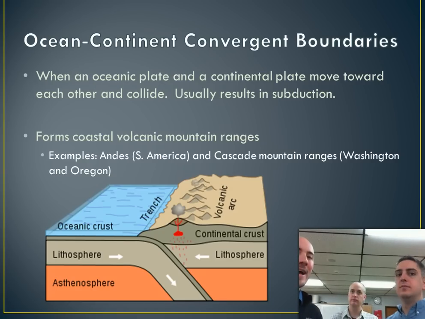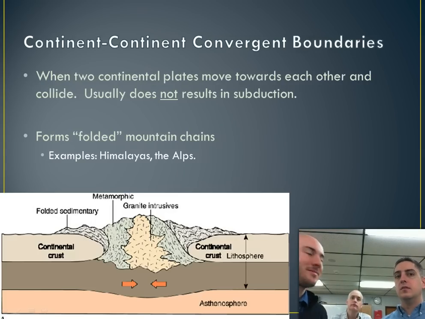And this is why, if you go out west, because there's an ocean-continent convergent boundary, there are lots of volcanic mountains, like Mount St. Helens, Mount Rainier, Mount Hood, the Cascade Range, and all down the western coast of South America.